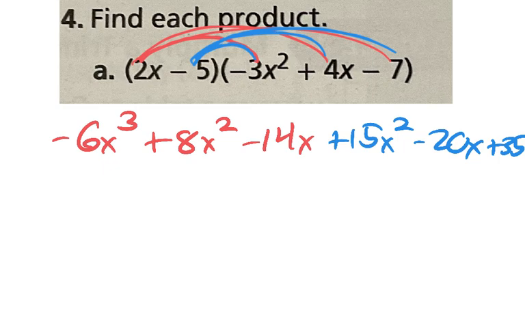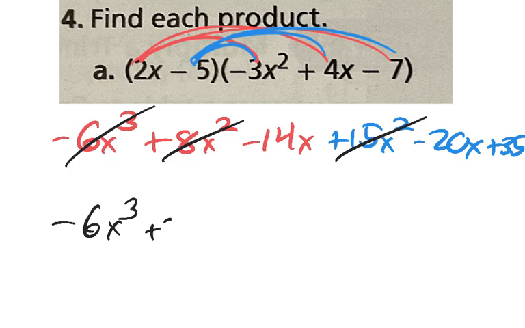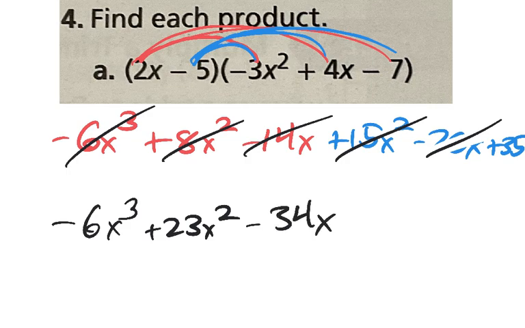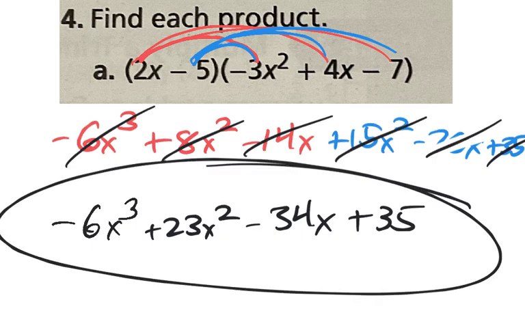Combine like terms. Is there anything like negative 6x cubed? Is there anything like 8x squared? 15x squared. 8x squared plus 15x squared is 23x squared. Negative 14x minus 20x is negative 34x. Nothing's like positive 35. Good with that?